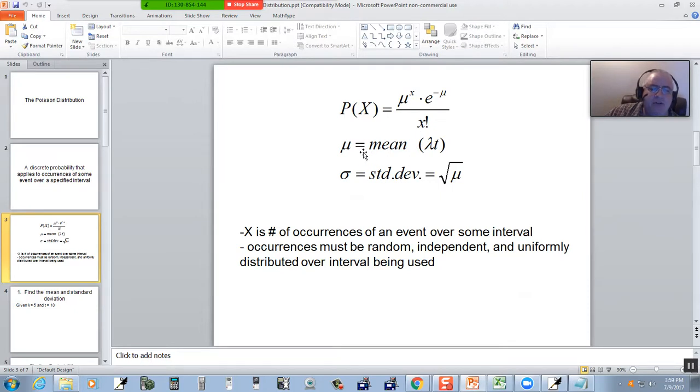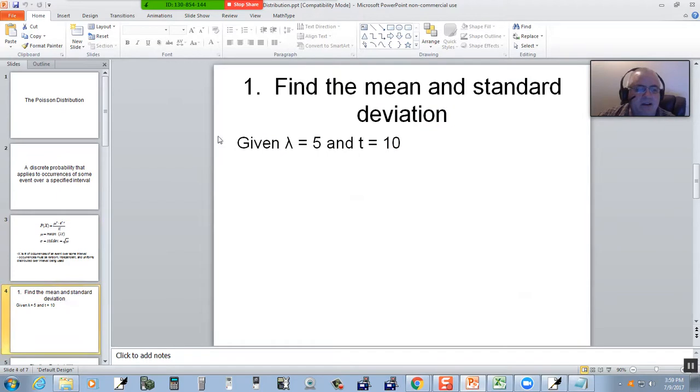What I really want to focus on down here is the mean. The mean is lambda times t, and the standard deviation, sigma, is equal to the square root of mu, which is the mean. Well, we'll talk more about that. To find the mean, you take lambda times t, so it'd be 5 times 10, so my mu would be 50. Then I could plug in the values to find the standard deviation. I'm not going to show that.